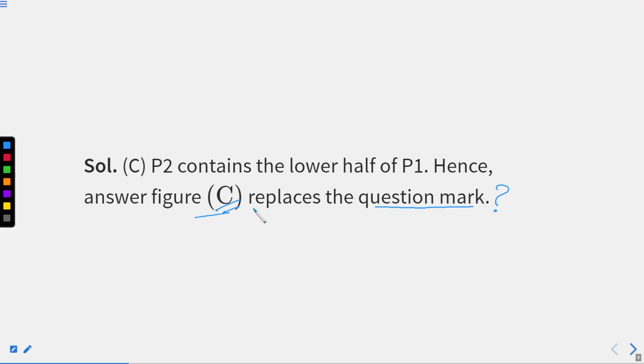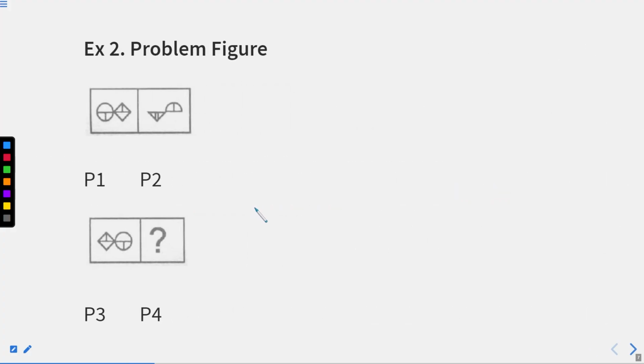Now I'm moving to the next question where I'll be explaining a few more things. Here you see that this is P1, this is P2. We have to find the relation between P1 and P2 and follow the same relation between P3 and P4. Okay, let's derive the relation between them. Initially we have a circle, that is 1, and a tilted square, that is 2. They change their position in the second part, also becoming half of each other.